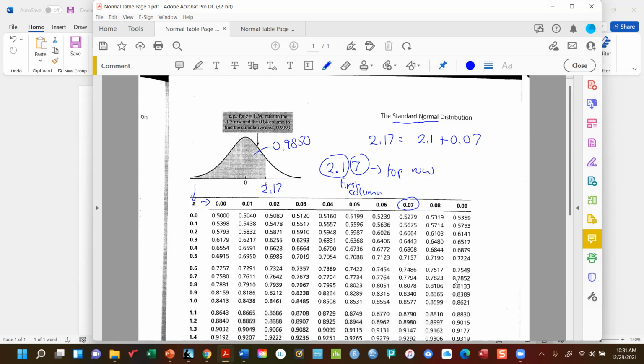And the way we interpret that is that the probability that Z, the standard normal random variable, is less than or equal to 2.17 is 0.9850, or if you want, you can think of this as 98.50%.